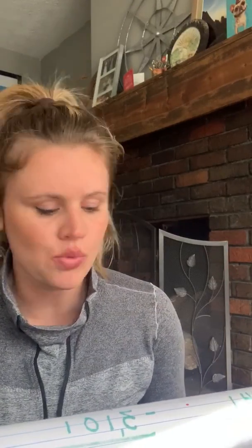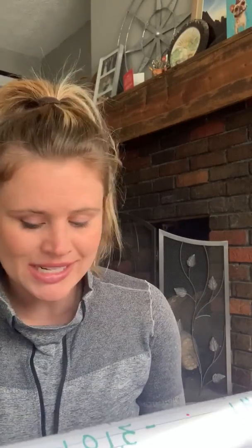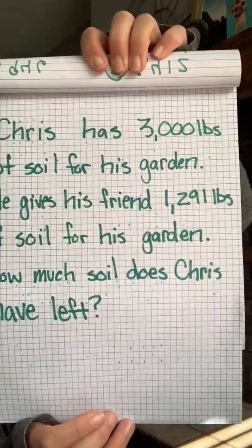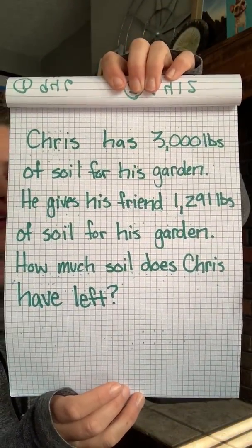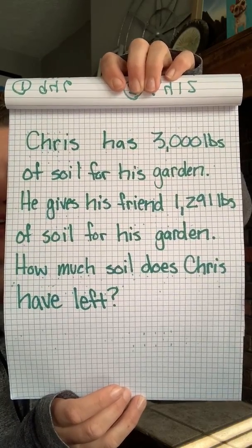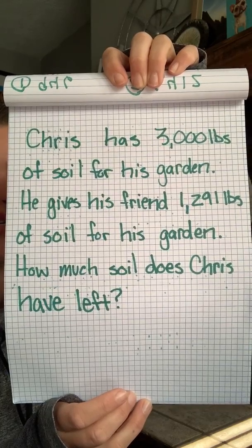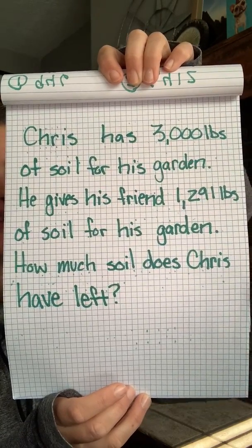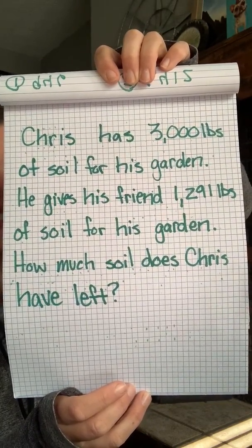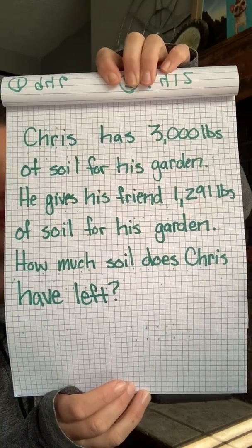Chris has 3,000 pounds of soil for his garden. He gives his friends 1,291 pounds of soil for his garden. How much soil does Chris have left? So here's this. Go ahead and give this problem a try too. Make sure you identify the key words that will tell you whether to add, subtract, divide, or multiply.